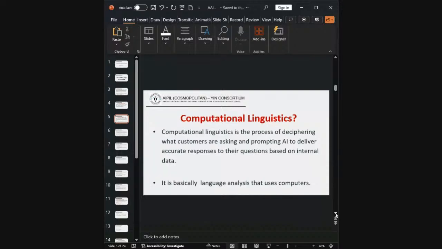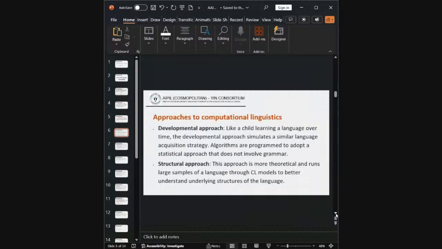And then what we say language analysis. You're using the computer to analyze language. It's such a beautiful thing when you see the way it is done. But let us go further. What are the different approaches? Let's try and see how to approach it. And I outlined some approaches there.